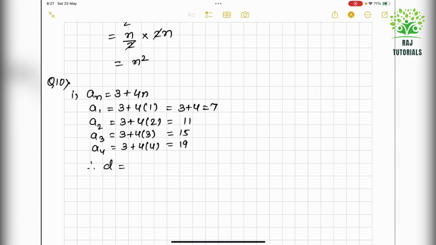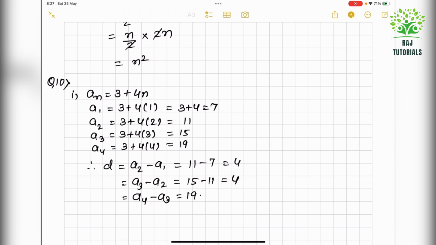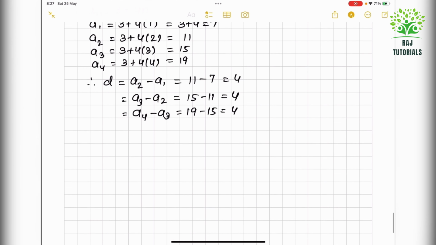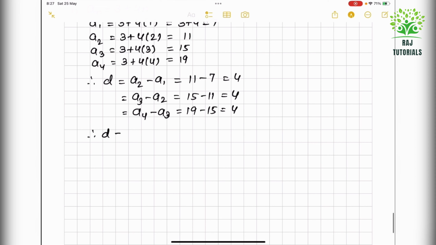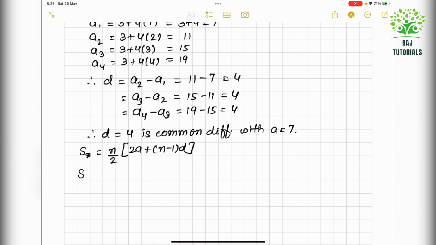So D equal to A2 minus A1, that is 11 minus 7, 4. A3 minus A2, that is 15 minus 11, that is 4. A4 minus A3, that is 19 minus 15, that is 4. Therefore D equal to 4 is common difference with A equal to 7. So it is an AP with A equal to 7 and common difference 4.